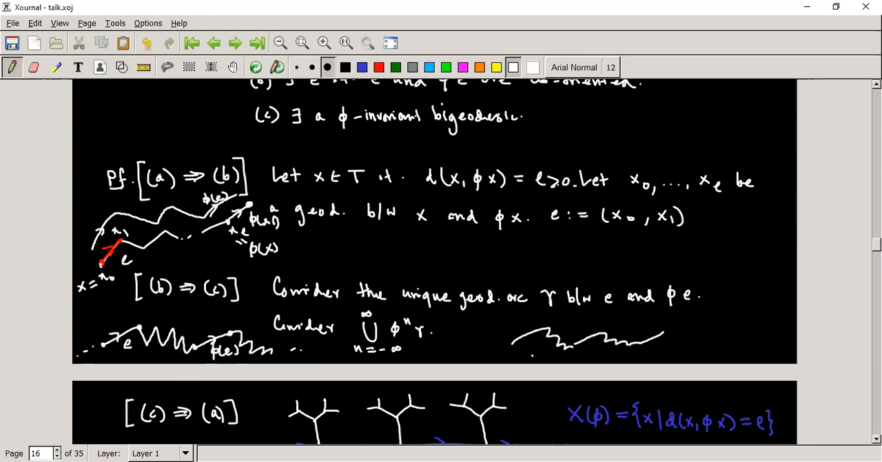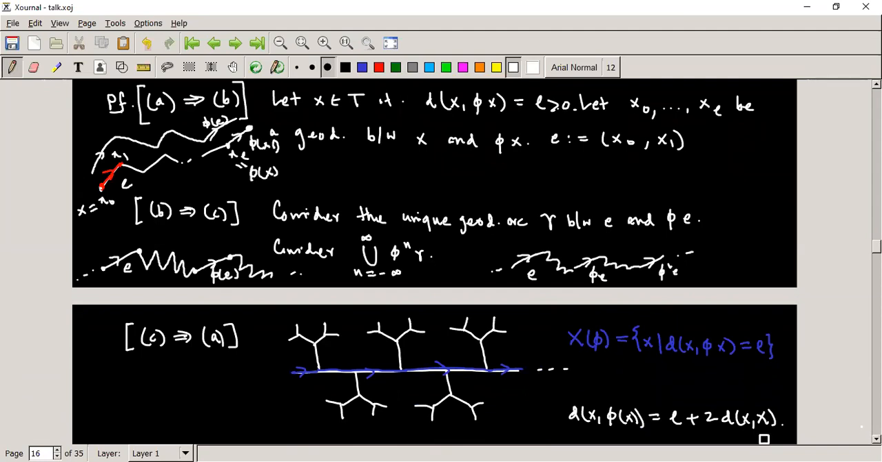And then you join the rest by geodesics in the graph. And phi has to translate around that because E goes to phi E, goes to phi squared E, and so on and so forth. So there exists a unique geodesic joining E and phi E, a unique geodesic which is invariant under phi, which is just this.